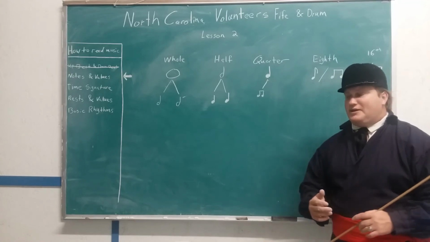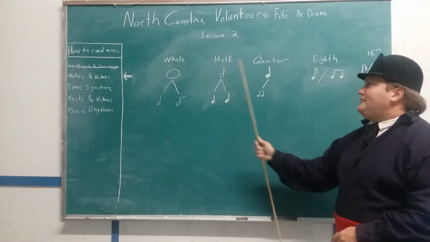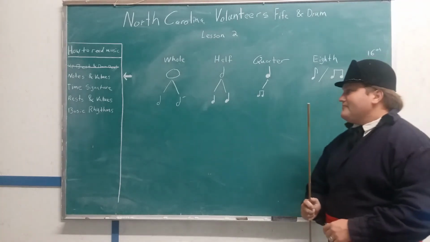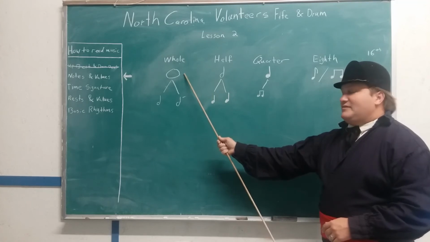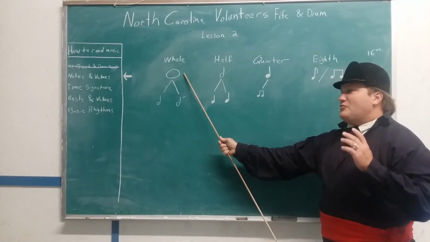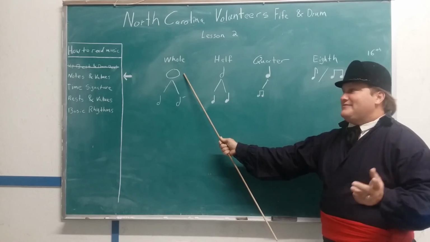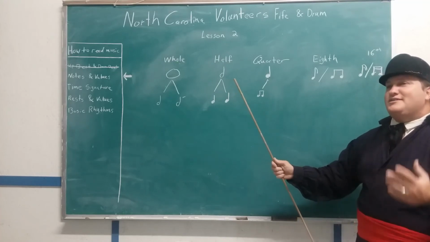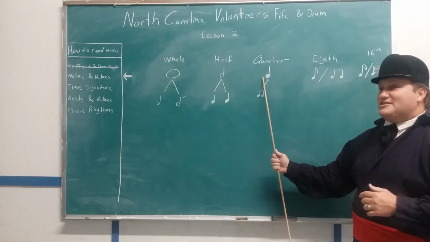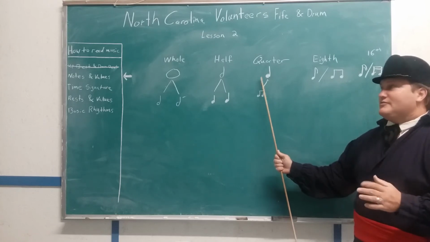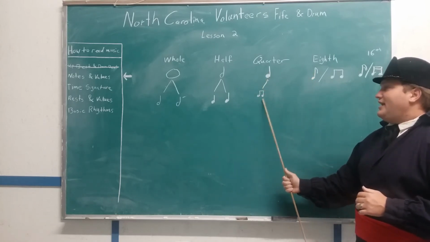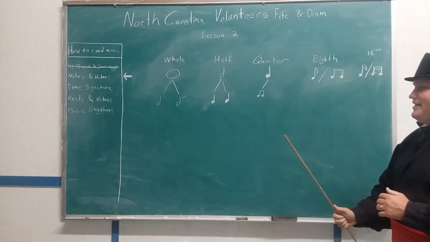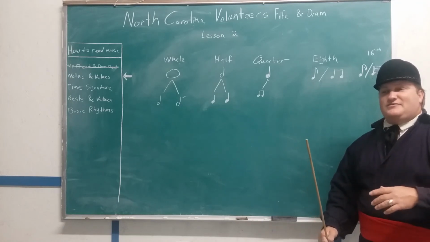All right, so let's review really quickly. We have the whole note, half note, quarter note, eighth note, and the 16th note. The whole note in music typically will get 4 counts. So 1, 2, 3, 4. The half note, which is half of that, will get 2. So 1, 2. Quarter note just gets 1, 2. The eighth note gets 1 and then the 16th note would get even less than that. And we'll get into how to count 16th notes later on.